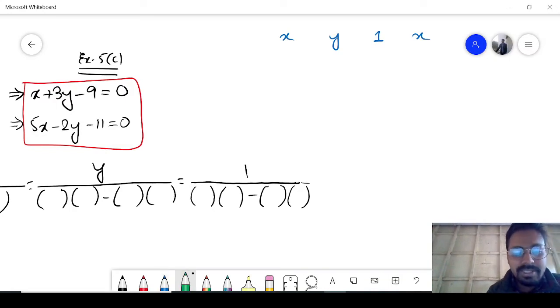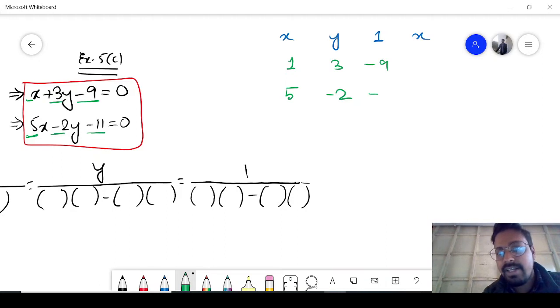So what are we doing with this? Below x, we are going to write the coefficients of x. Here the coefficient of x is nothing, meaning 1. Then we have coefficient 5 from here. Then for y, here the coefficient is 3 and here the coefficient is minus 2. For 1, meaning the constant term, it is minus 9, and here it is minus 11. And again under x we have 1 and 5. So x, y, 1, and then you repeat x. So what are we doing here? We are going for cross multiplication, and exactly as the name suggests, we will actually be doing cross multiplication.